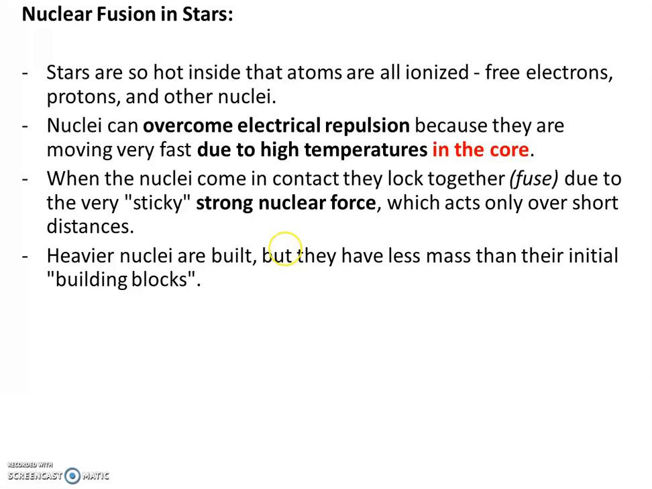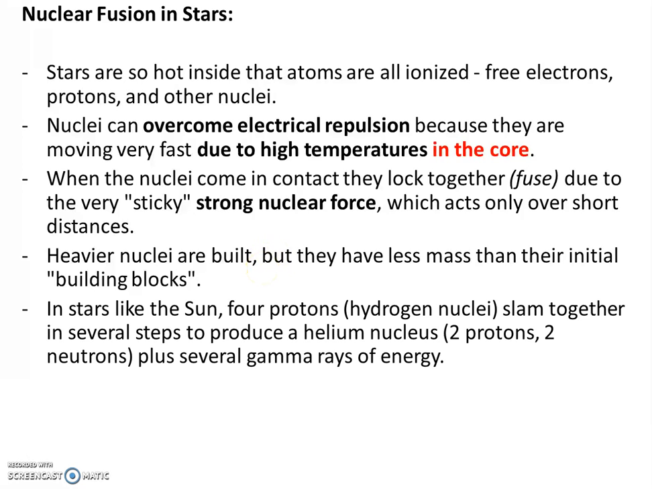Now, in stars like our Sun, what ends up happening is four protons, four hydrogen nuclei, slam together in several steps to produce a helium nucleus. A helium nucleus has two protons and two neutrons. In case you've forgotten, a neutron is very similar to a proton, except it has no electrical charge. It's a similar mass, but with no electrical charge at all. Plus, several gamma rays of energy are released in this process.